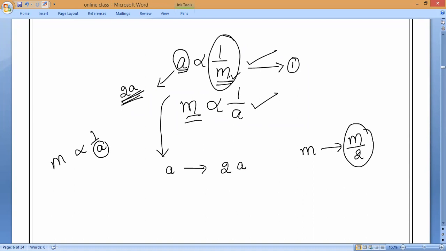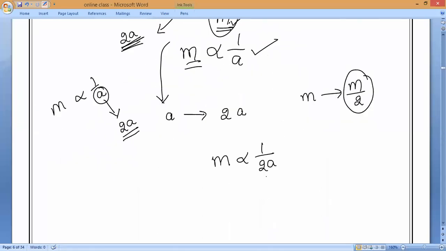Now a becomes how much, guys? 2a. 2a means, in the sense of, can I write like this? Observe very carefully. m by 2a. Is it okay, guys? Yes, m is directly proportional to 2a like that.